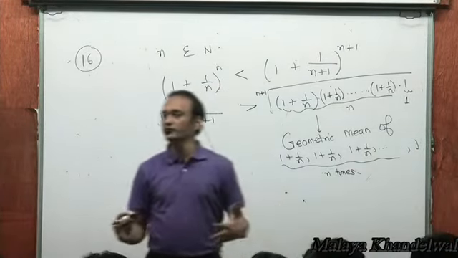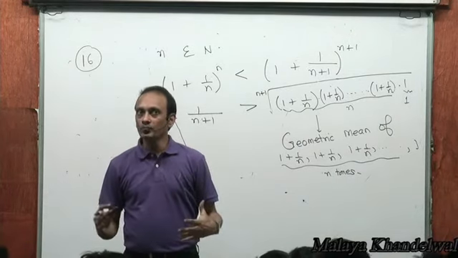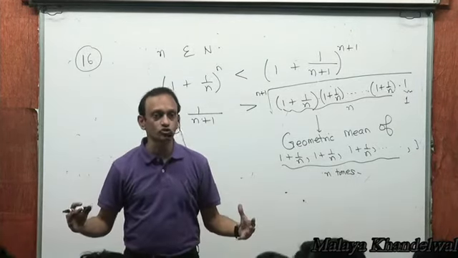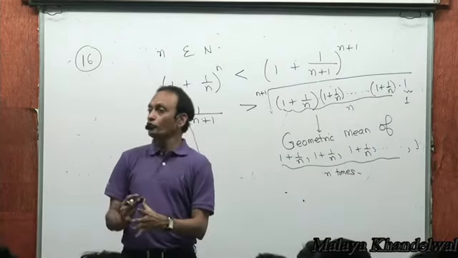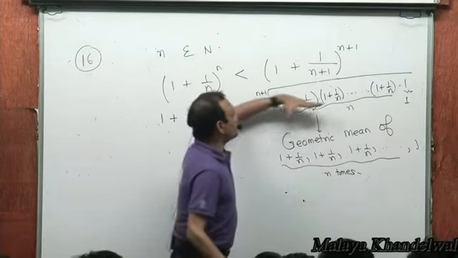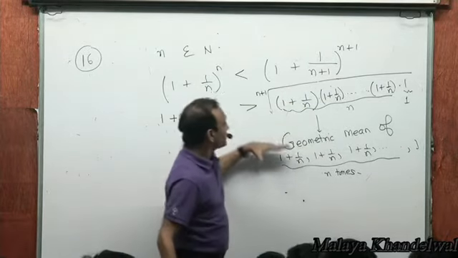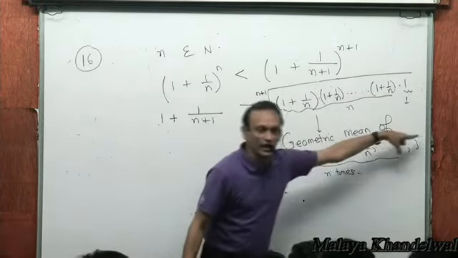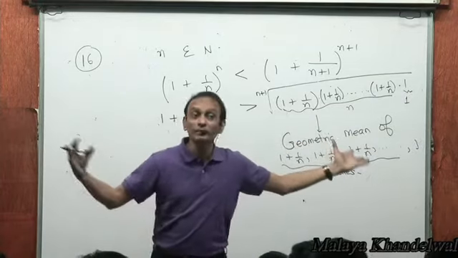Geometric mean of a certain set of numbers means what? For 2 numbers it's the square root of AB. For 3 numbers it's the cube root of ABC. For 4 numbers it's the 4th root of ABCD. For n plus 1 numbers, which are these numbers, it's the n plus 1th root of their product. That's the geometric mean of n plus 1 numbers.